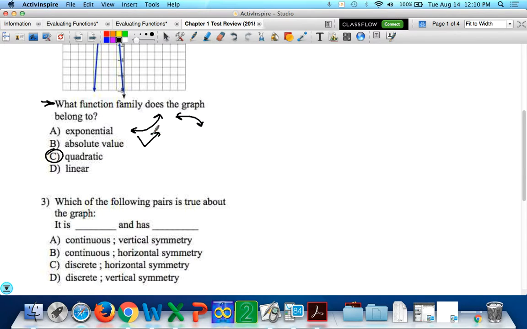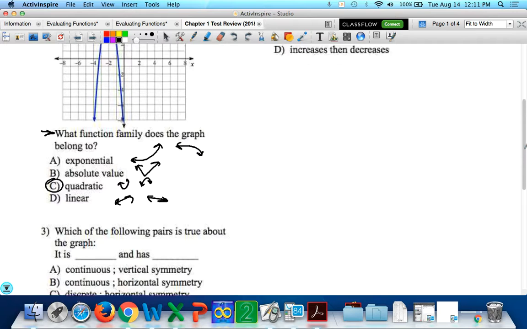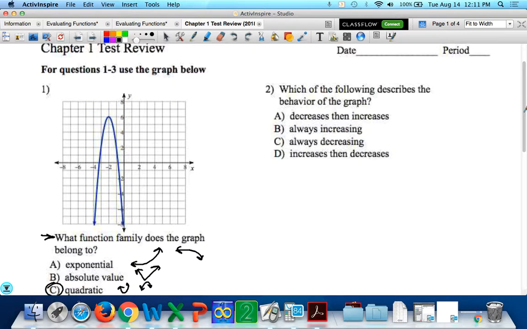Absolute value is that V shape. That's really not a whole lot in Algebra 1 anymore, but we still have it every once in a while. Quadratic's like the one we have above that is U-shaped. In other words, it turns around and goes back down or goes back up. And linear is, of course, any other sort of straight line. Okay? This one is a parabola, so it is quadratic.